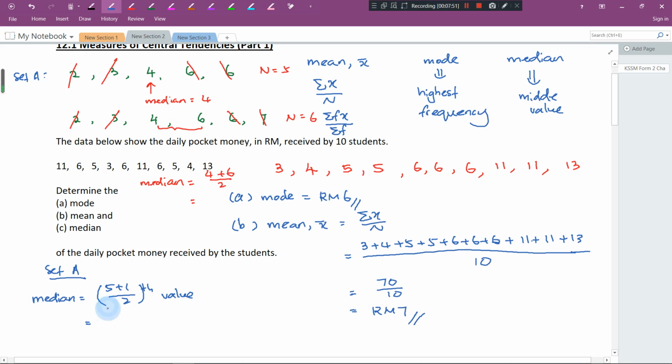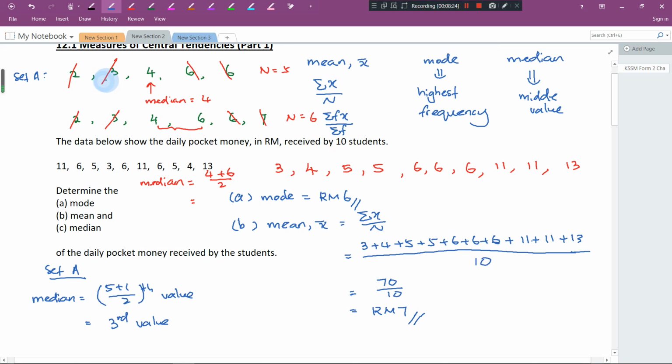Okay, but you have to be more careful. This is not the median. Let's say 5 plus 1 is equal to 6. 6 divided by 2 is equal to 3, right? So it doesn't mean that the median is 3. This 3 is only telling you the location of the median, the position of the median. It means that the third data is the median.